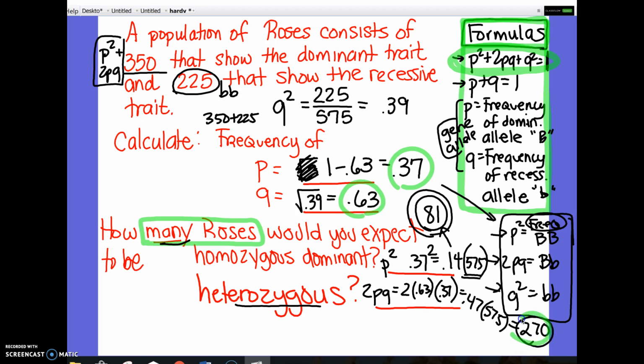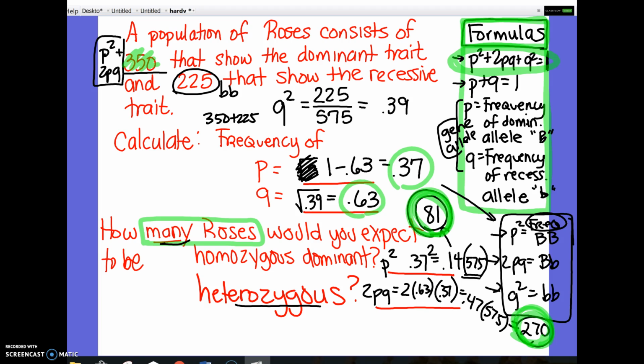Now technically you can see that because of rounding, in theory if you did this right, if I add those two numbers together, I should get 350, because that's how many showed the dominant trait. So that would consist of all my homozygous and my heterozygous. However, you'll notice mine adds to 351, and that's because of rounding. So if you get slightly different answers, if you got 80 and 270 or 81 and 269, because of rounding, that's not a problem.